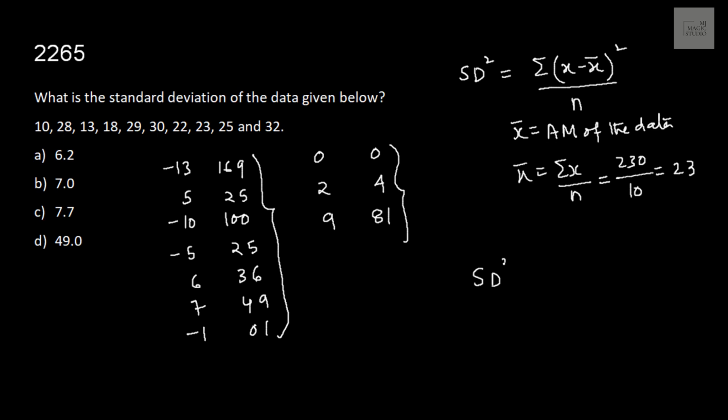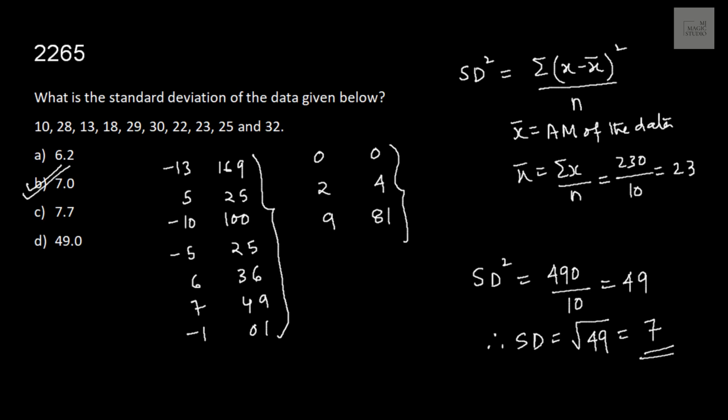That means SD square is 490 divided by 10, that is 49. Therefore standard deviation is root over 49, that is 7, and it is in option B.